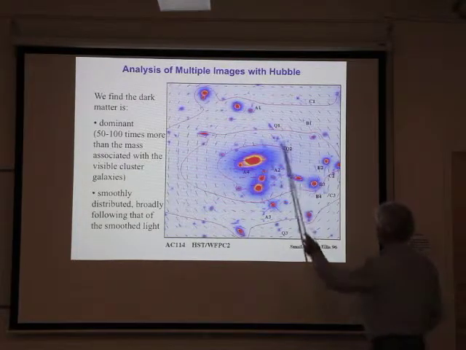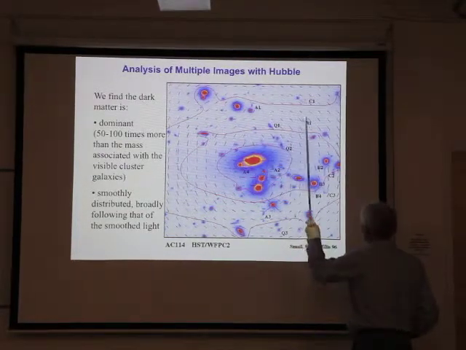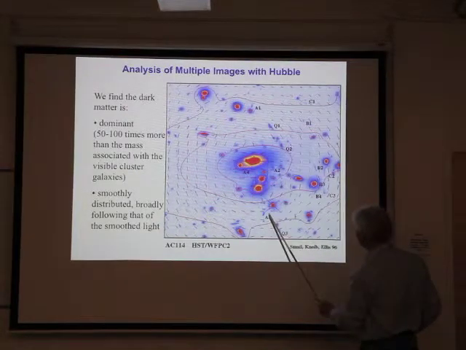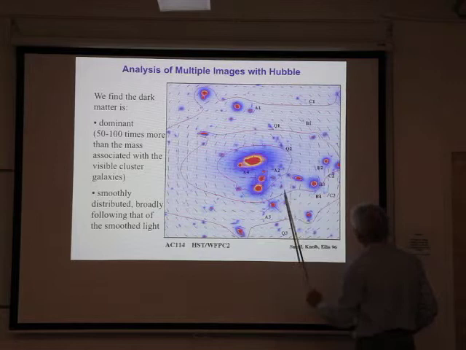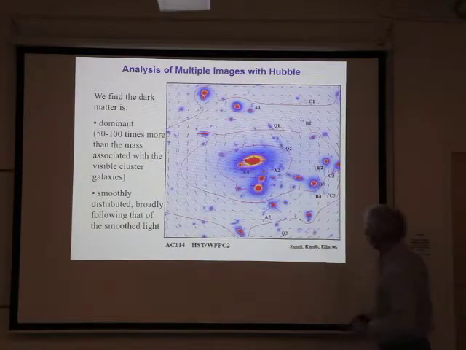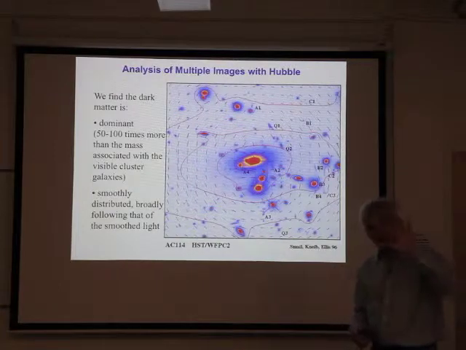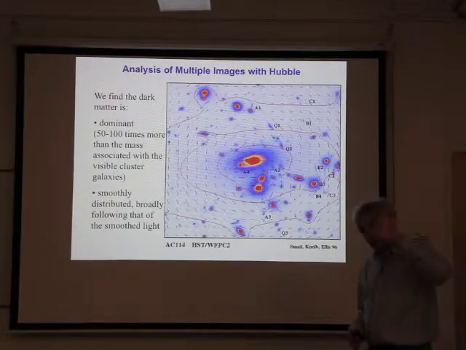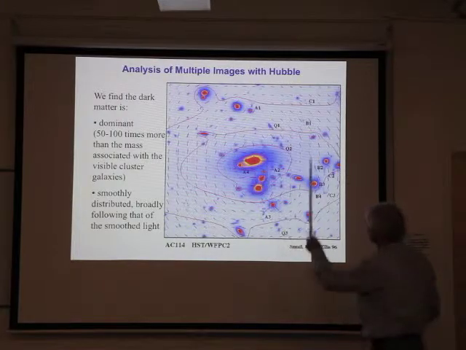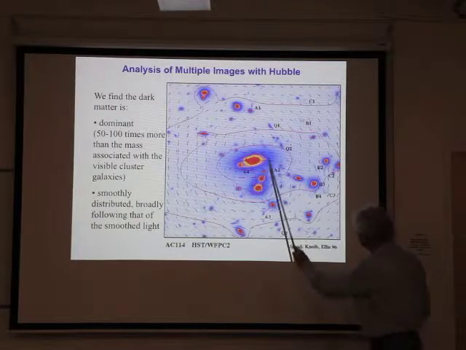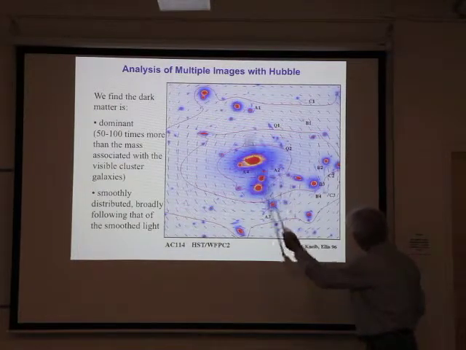So just to remind you, all of these little letters are background objects that are imaged. So there's A1, A2, and A3 are multiple images of a background object. Q1, Q3, and Q2 is another. So each of these multiple images gives us a ray tracing through this gravitational field that allows us to chart how the mass is arranged in this cluster. And you can see it's centrally concentrated.